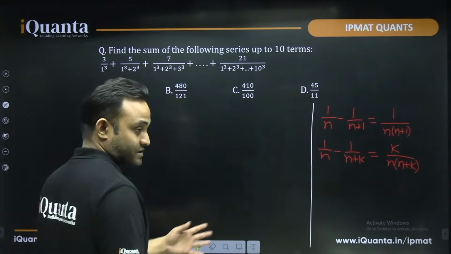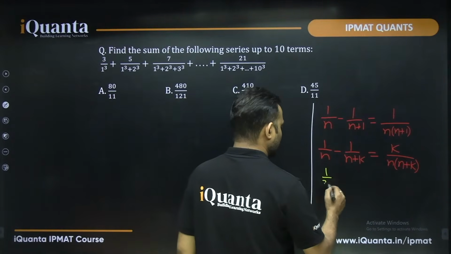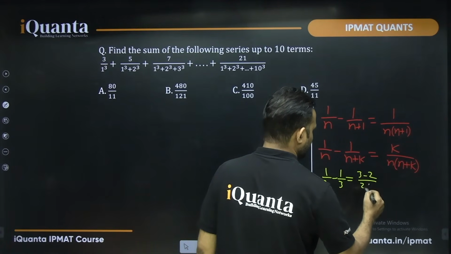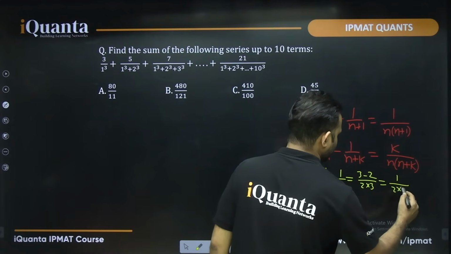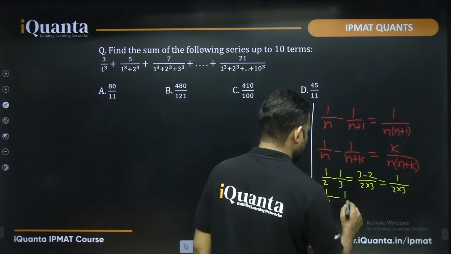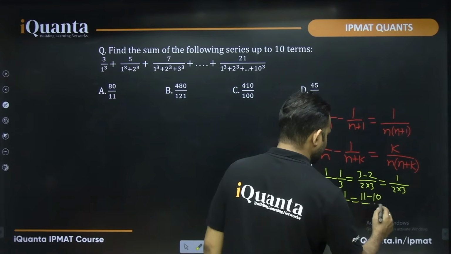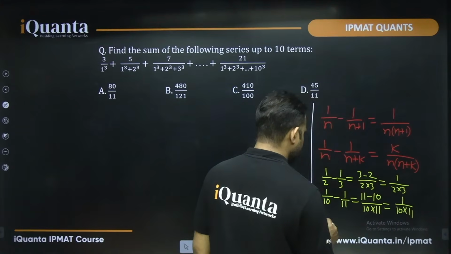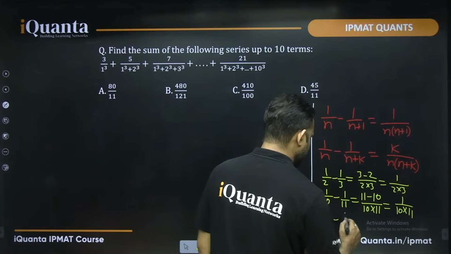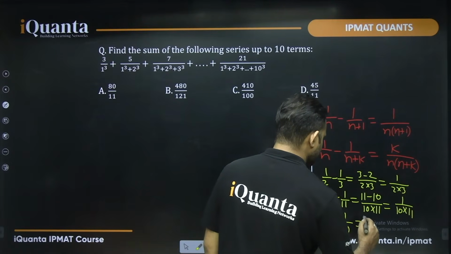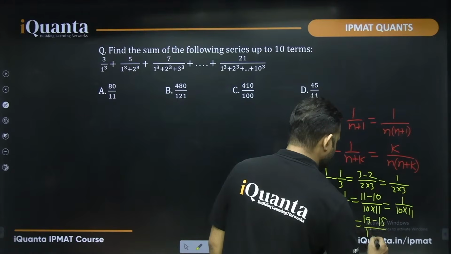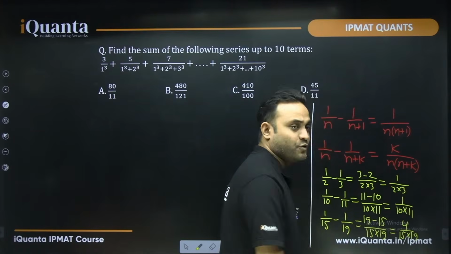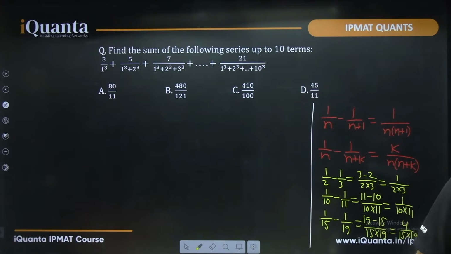Never? Look, 1/2 − 1/3 is equal to (3 − 2)/(2·3), which is equal to 1/(2·3). 1/10 − 1/11 is equal to (11 − 10)/(10·11), which is equal to 1/(10·11). If you take 1/15 − 1/19, this will be (19 − 15)/(15·19), which is equal to 4/(15·19). The gap is 4, so in the numerator we are also getting 4.